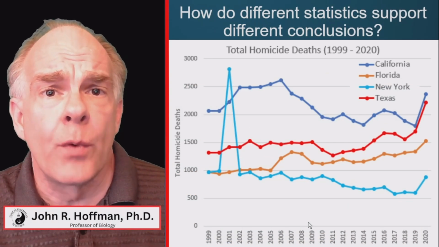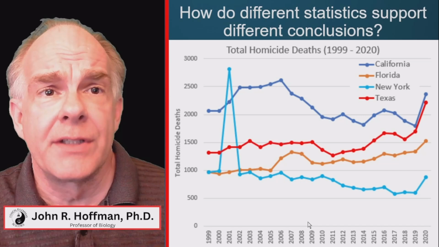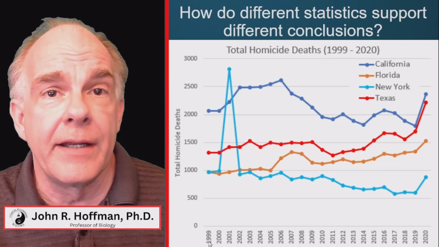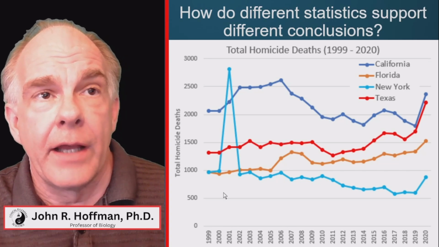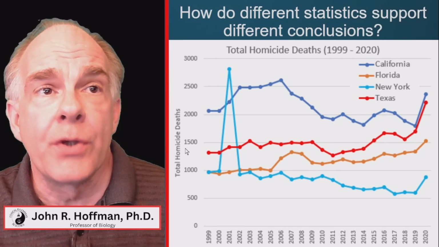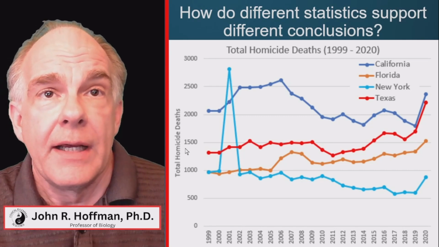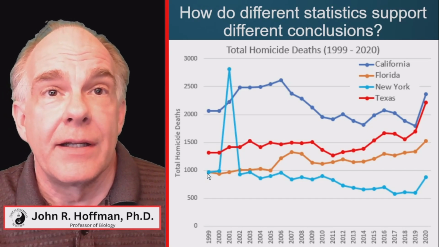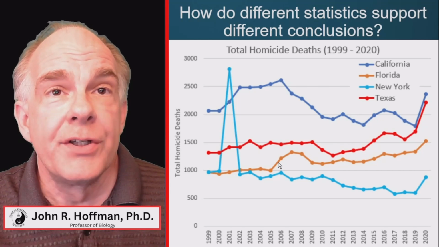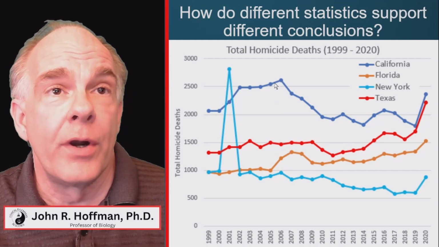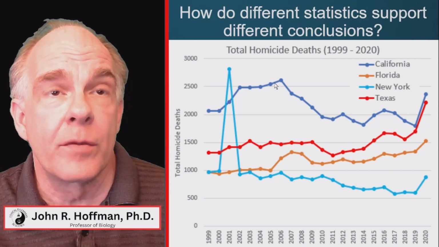I created these graphs using the data from the CDC. Along the x-axis down here are going to be years running from 1999 to 2020. And along the y-axis, going up and down over here, is going to be the total number of homicide deaths. And so what we can see is that in light blue is New York, in orange is Florida, in red is Texas, and California is up here at the top in dark blue.